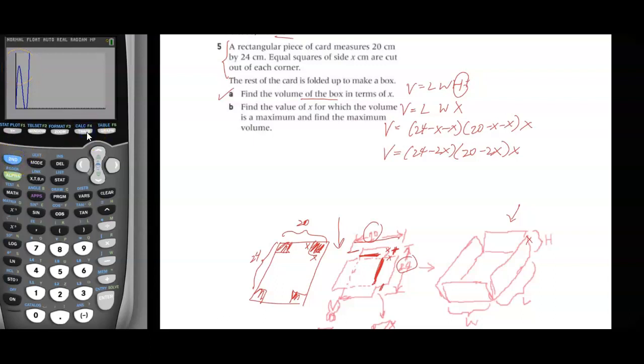Second calc. Maximum. Move the cursor to the left of the peak. There we go. To the left of the peak, hit enter. Go to the right of the peak, hit enter again, and then enter one last time. The x value is 3.62. And the y value is 774.